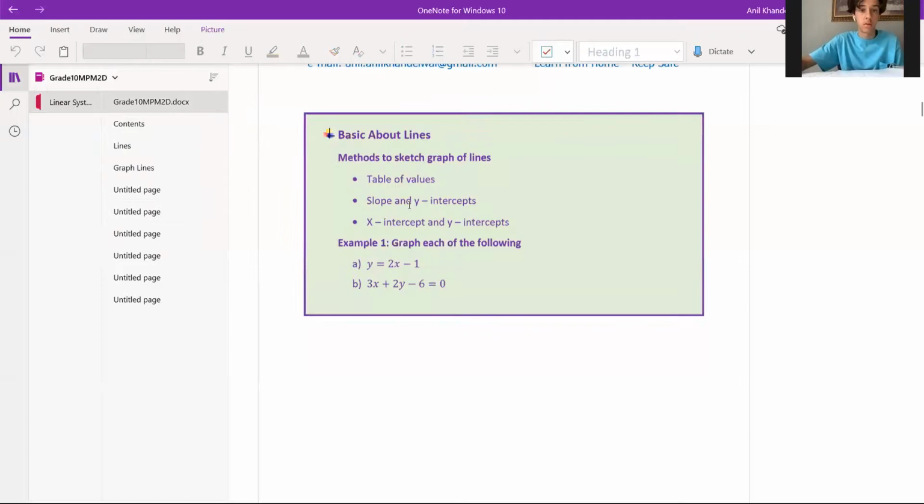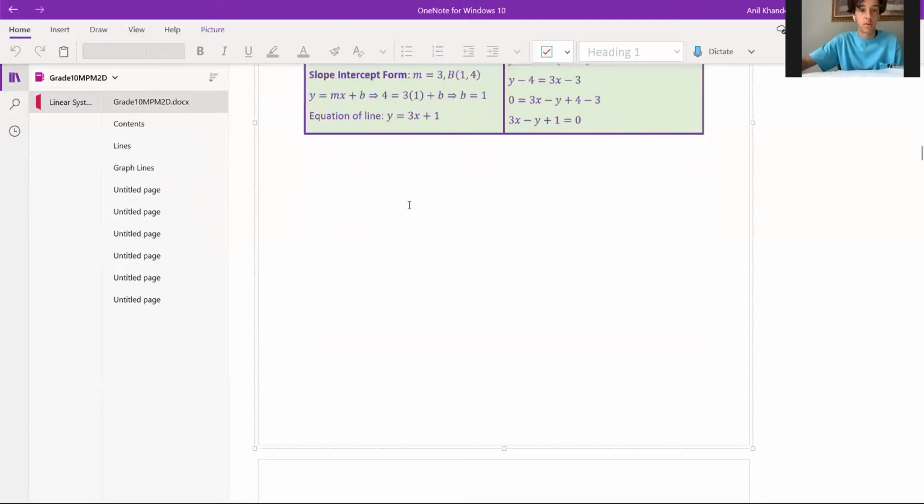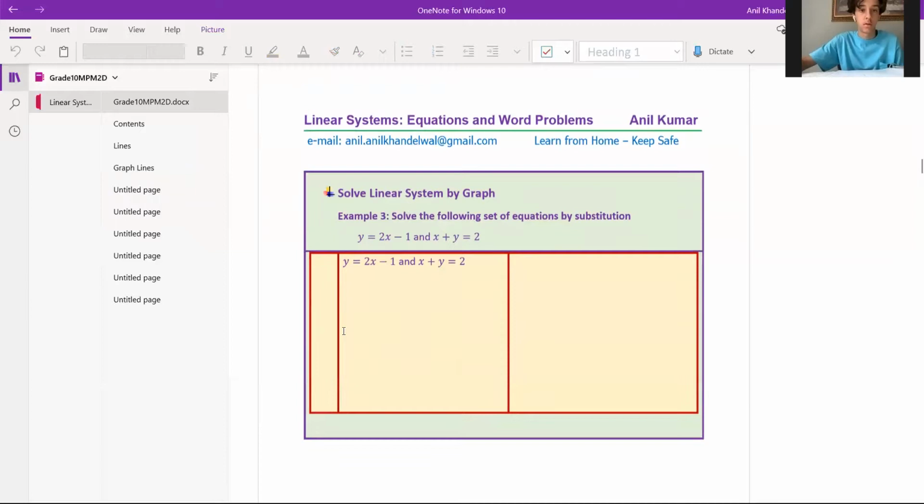So we are almost at the end of this lecture. It was supposed to be a half hour lecture, right? Now here is a question for you, from where we are going to continue tomorrow. The question is, solve the following set of equations by substitution. We have y equals 2x minus 1 and x plus y equals 2. Right? So what you could do here is solve this by substitution. Tomorrow we'll see how to do it.